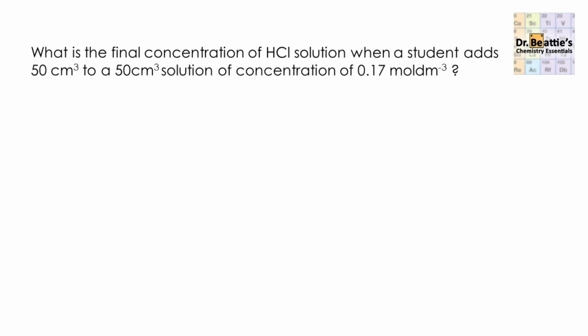Okay, so if your answer was 0.085 moles per decimeter cubed, then well done. Now it's quite intuitive to some of you. You might not have had to use the equation in this case because we've got nice easy numbers. We're basically diluting a solution by half. However, we're going to quickly just walk through this.